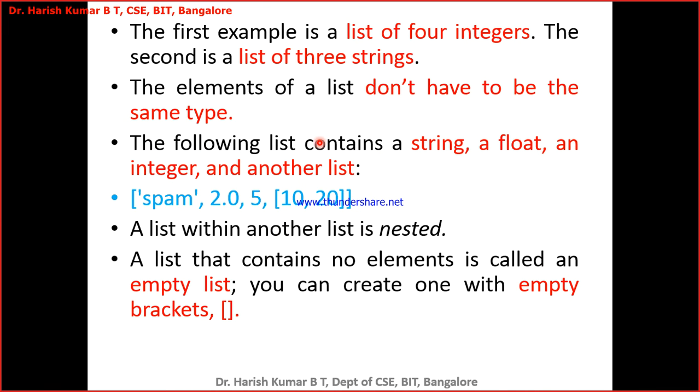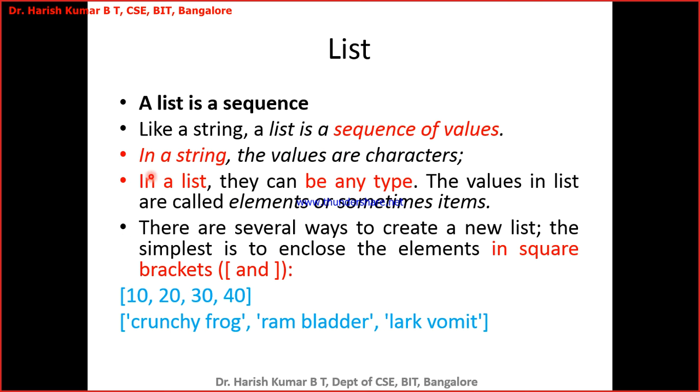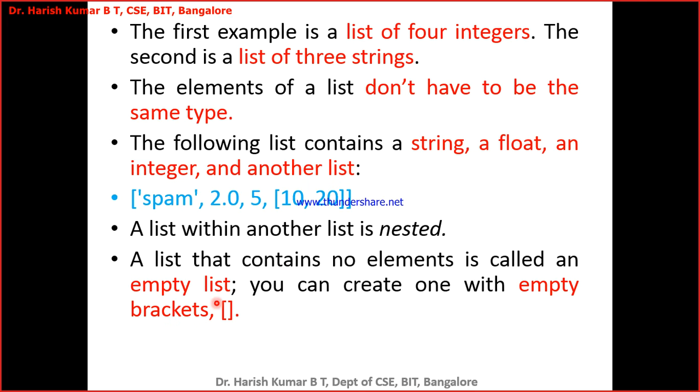The first example in the previous slide, this example. Okay. This is a list of 4 integers, and the second is a list of 3 strings. Okay. And as already told, the elements inside the list don't have to be of the same type. So it can be something like that.